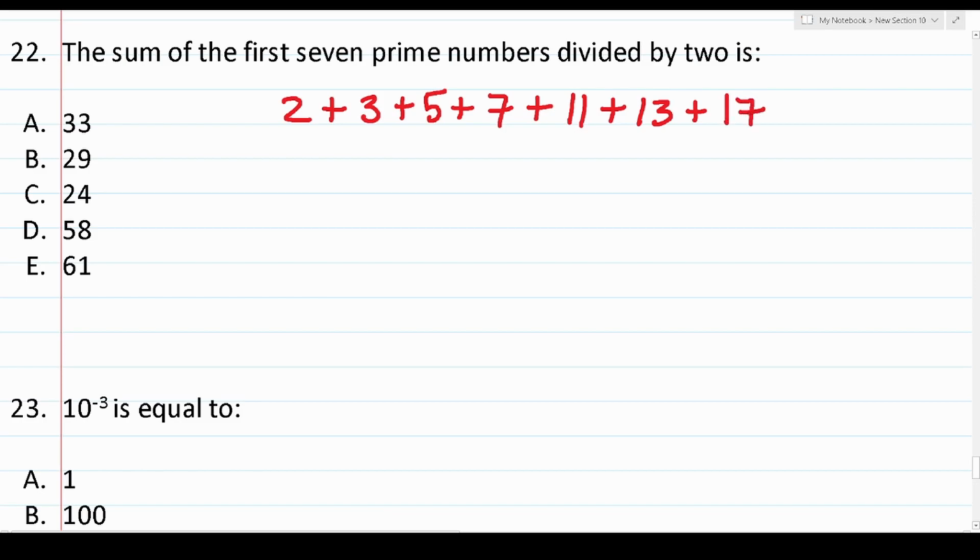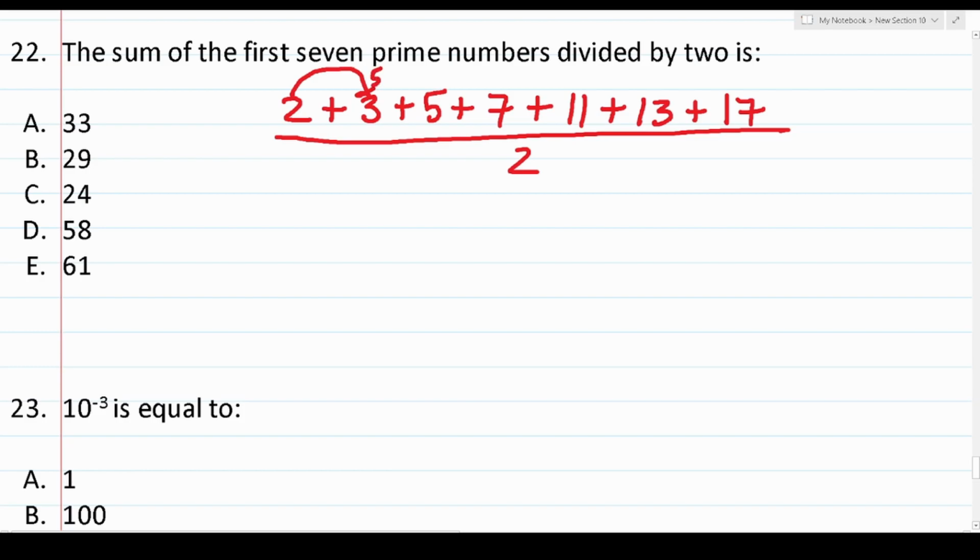17 is only divisible by 1 and itself. So these are our 7 prime numbers. There's 1, 2, 3, 4, 5, 6, 7 of them. And we want to know what the sum of them divided by 2 is. So let's go ahead and work on this.